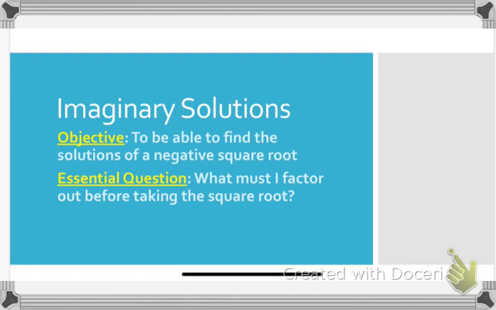So this lesson is about imaginary solutions, and our objective is to be able to find the solutions of a negative square root. And our essential question is, what must I factor out before taking the square root? So at this point, we've talked about different types of solutions. We said we could have two solutions, we could have one solution, and then we could also have no solutions. Moving forward, if at any point you need to pause this video, go ahead and do that.